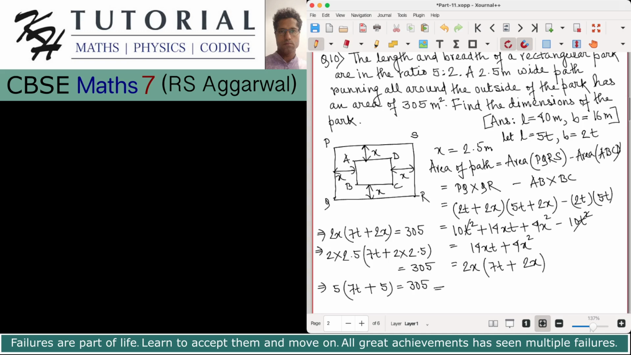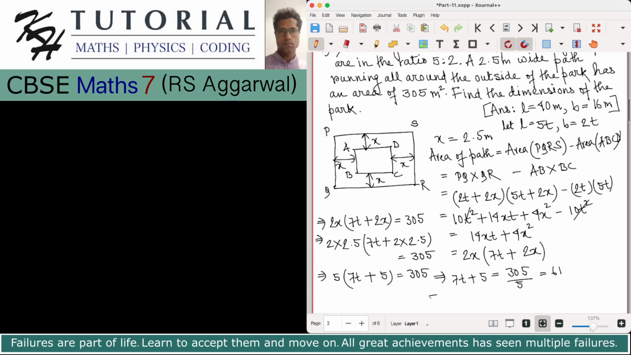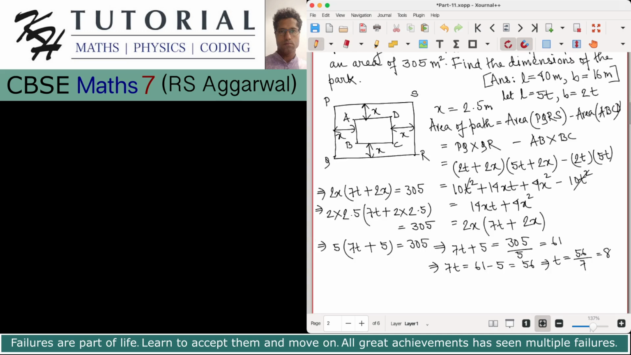So this implies 2.5 multiplied by 2 is 5 and we have 7t plus 5 is equal to 305 divided by 5. This is 61. So this implies 7t is equal to 61 minus 5, which is 56. This implies t is equal to 56 by 7, which is equal to 8. So t is 8. Okay.